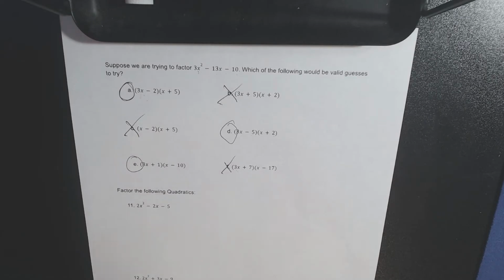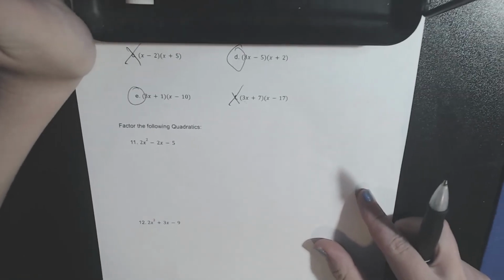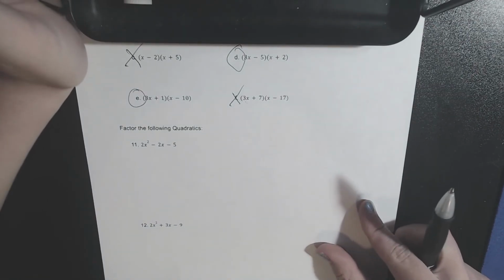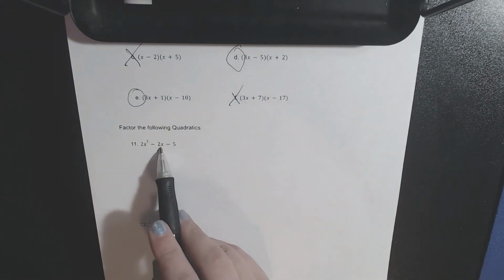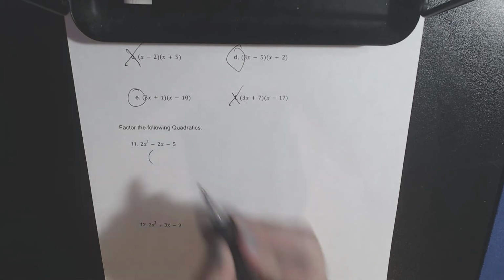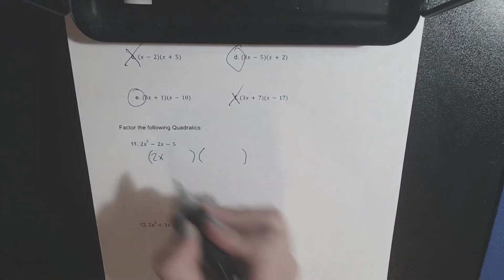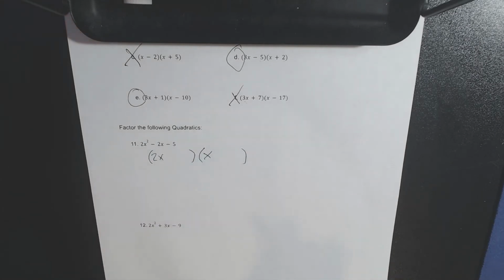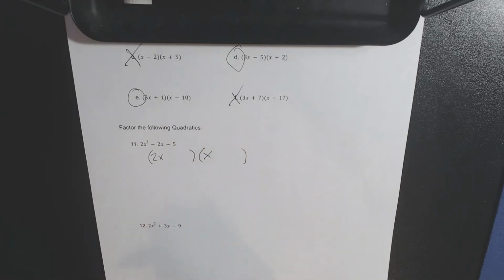Okay, so let's do a couple more examples where we actually go through the process of factoring. So we have 2x squared minus 2x minus 5. We want to factor this. So we know our answer, where it's a 2x squared, should probably have a 2x and an x, right? That's what it should look like. Now we just have to figure out what to put in those spots.